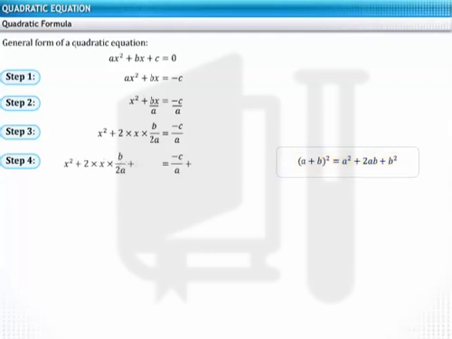To do this, add b divided by 2 times a, whole squared, on both sides. Now you have x squared plus product of 2x and b divided by 2 times a plus b divided by 2 times a whole squared is equal to minus c divided by a plus b divided by 2 times a whole squared.